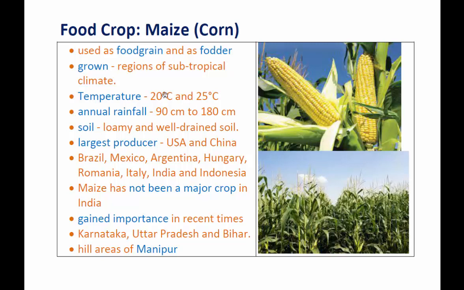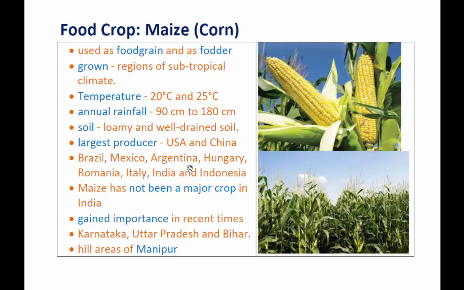All right, so they are mostly grown in the regions of subtropical climate, and they need a temperature between 20 and 25 degrees Celsius for good cultivation of this maize, with annual rainfall of 90 centimeters to 180 centimeters. Okay, so the place should be humid. As far as the soils for the cultivation of maize are concerned, loamy and well-drained soils are very much needed. So they need fertile soil for the production of this maize. The United States and China are the largest producers of maize in the world, and other countries like Brazil, Mexico, Argentina, etc. also produce a lot of corn or maize.